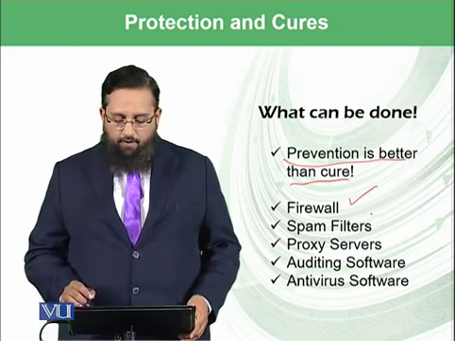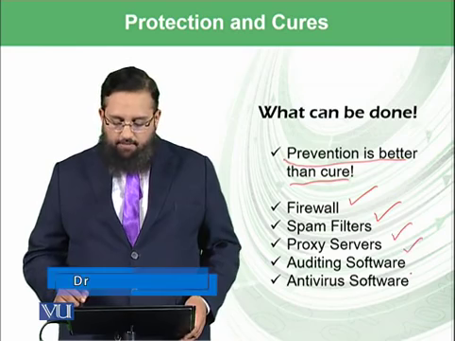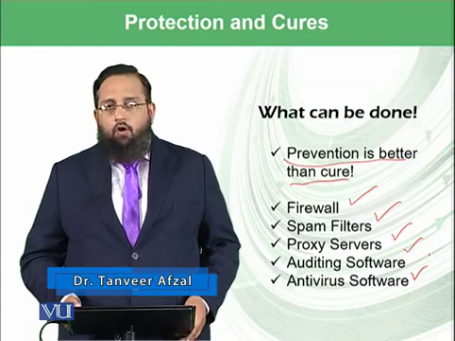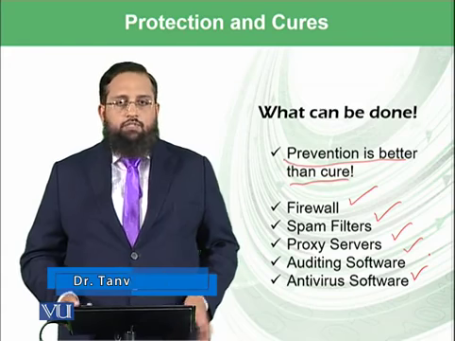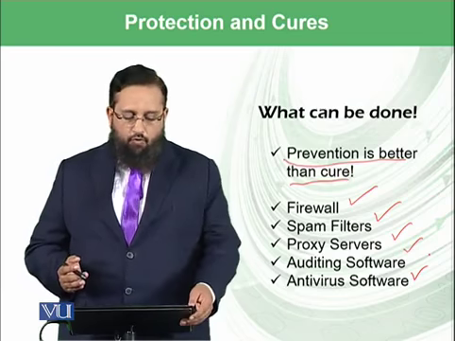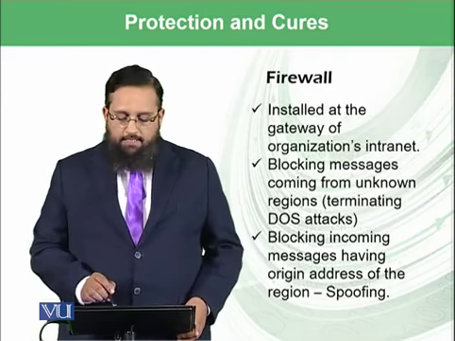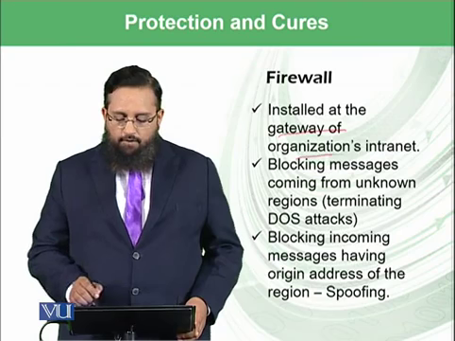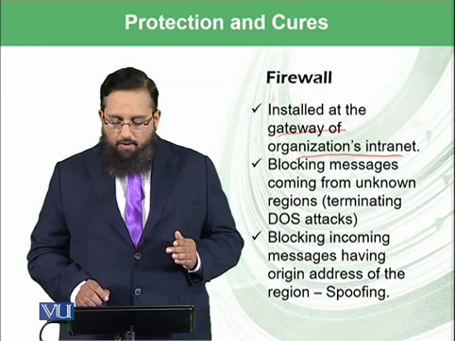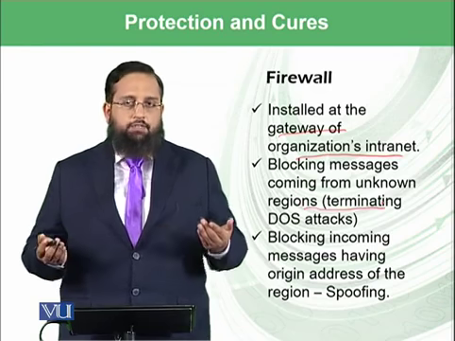You can have firewalls, spam filters, proxy servers, auditing softwares, and antivirus softwares. So we will learn how these kinds of systems and tools help protect us from different security attacks. First is the firewall. This is installed at the gateway of the organization's internet, and it can block messages coming from unknown regions. So this might create denial of service.